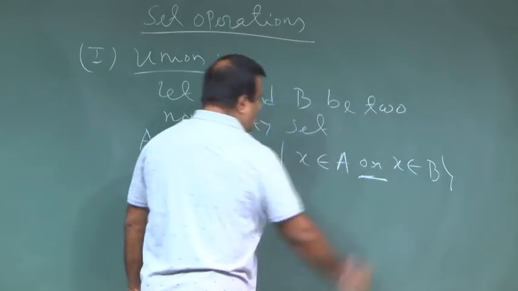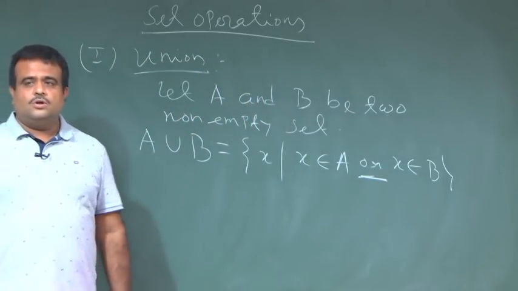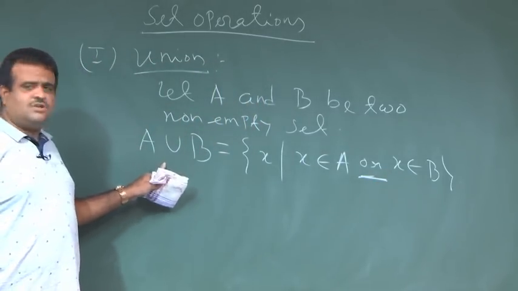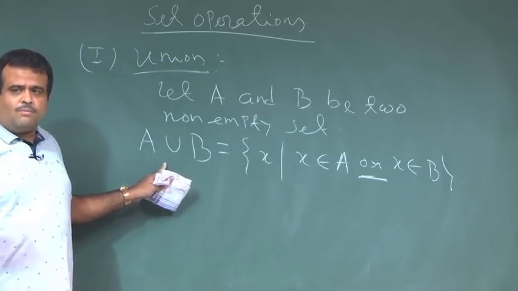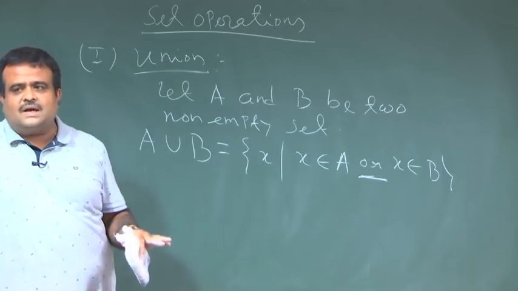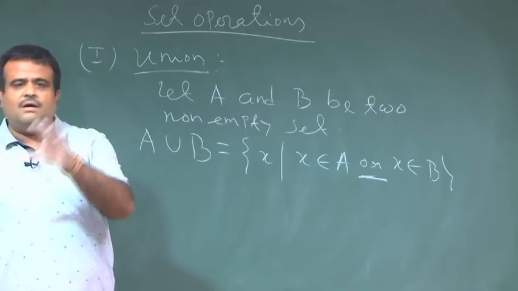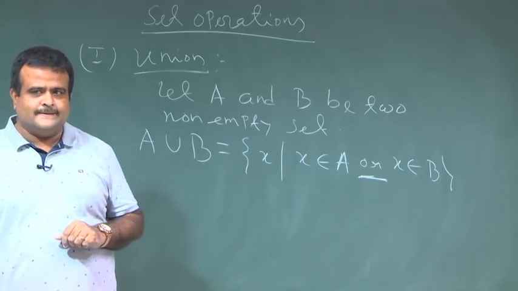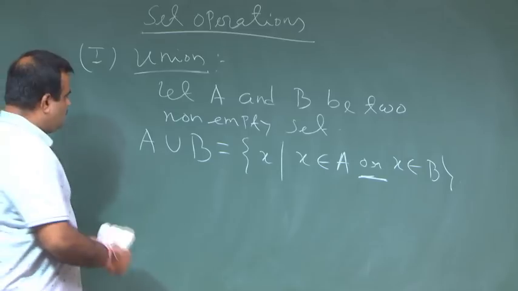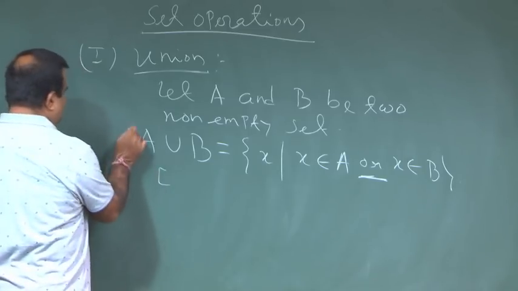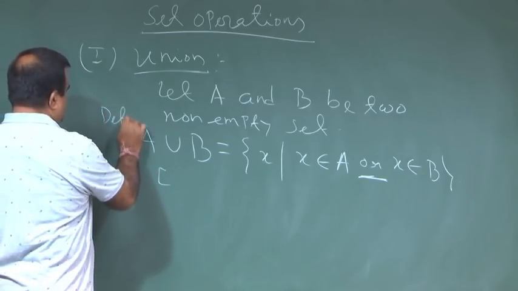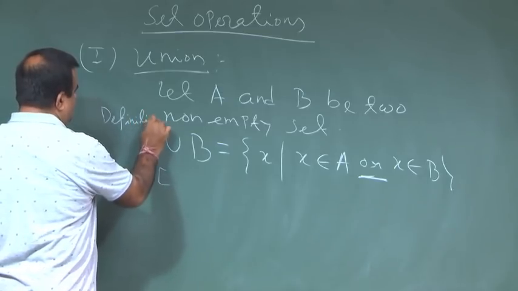So, this is the OR. That means this new set consists of all the elements coming from either A or B. Okay. This is the definition of the union.